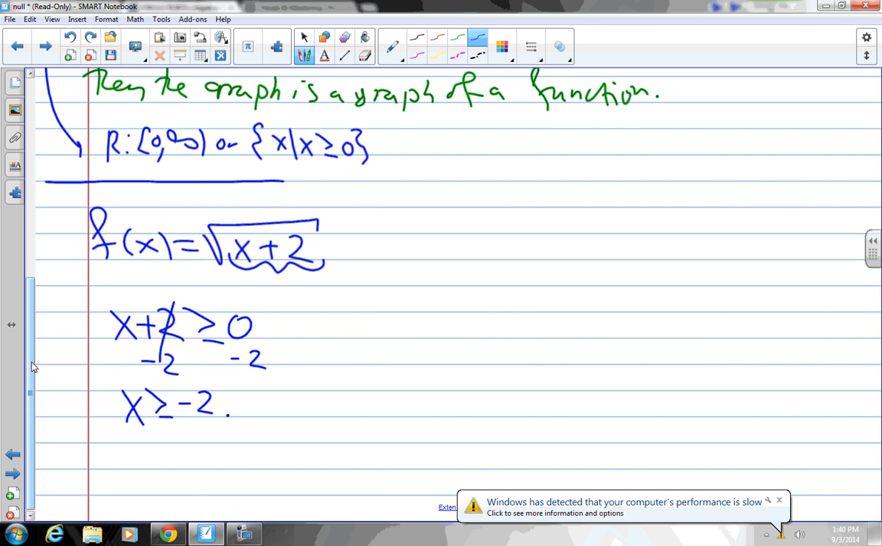You just take the radicand, greater than or equal to 0, and then solve. I mean, you can now get all fancy with your notation, but that's the idea. You take the radicand, greater than or equal to 0, and solve for whatever your variable is.